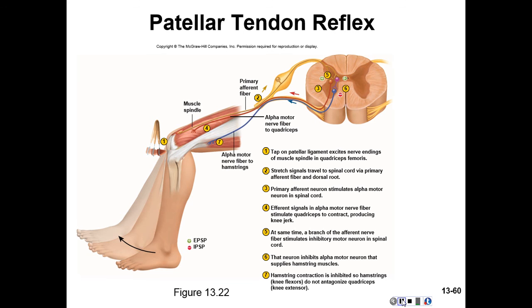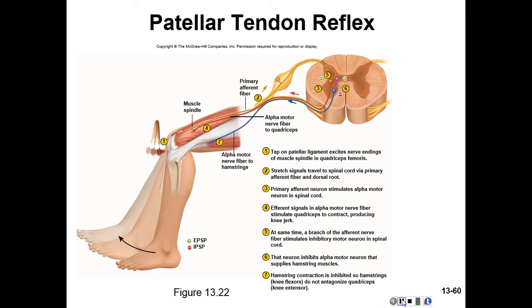All right, learn slide 13.60 on figure 13.22. So let's go. Number one, you tap the patellar tendon or ligament. That's going to excite the quadriceps femoris. It stimulates a stretch signal that goes into the spinal cord via the posterior root ganglion. There, it forms a synapse. The efferent signal is the alpha neurons, or the alpha motor neurons. They stimulate the quadriceps to contract, causing the knee to jerk.